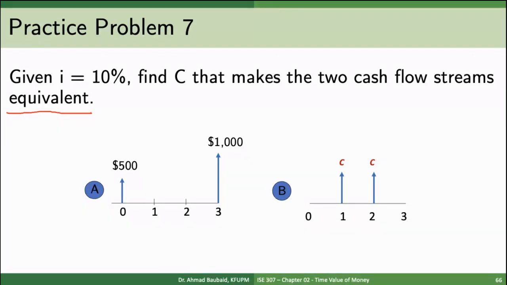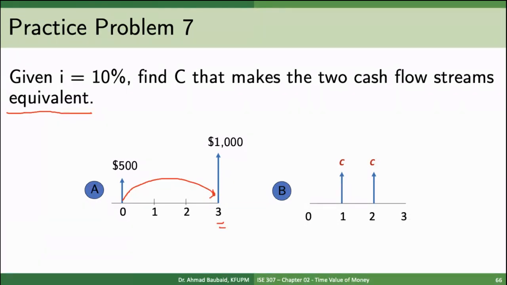Mazen, go ahead. Yes, in the first cash flow, we can move the 500 to year 3, and we find the equivalent. And we can compare it with B while we move both C's to year 3, and we equate them. Exactly. So that is 100% correct, what you said. So what Mazen said is we move the 500 to the future, right? Again, we use the formula. We just plug in. We find F given P for the 500, and we add it to the 1,000, right?